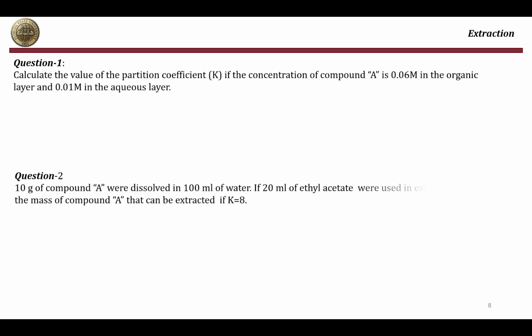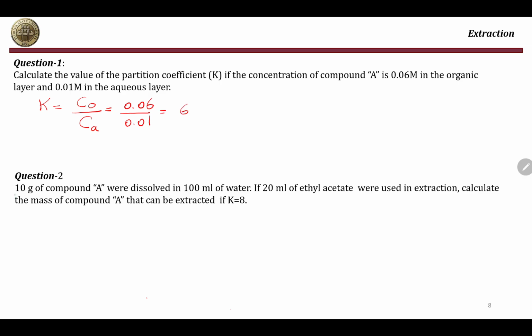These are 2 examples which we can go over right now. Calculate the value of the partition coefficient K. So our unknown is K, and we are given the concentration in the organic layer and the concentration in the aqueous layer. So the concentration in the organic layer is 0.06 divided by 0.01, and the partition coefficient is 6.